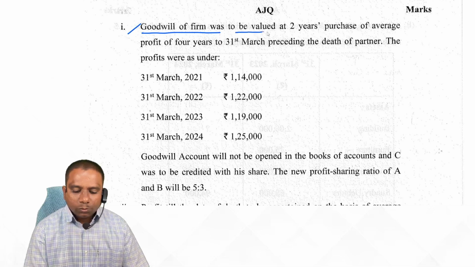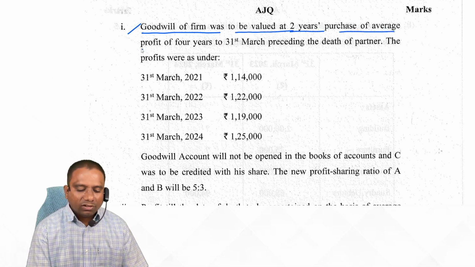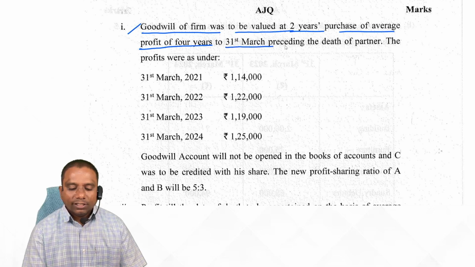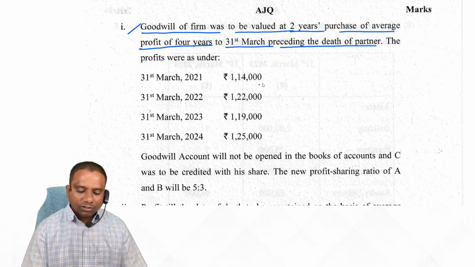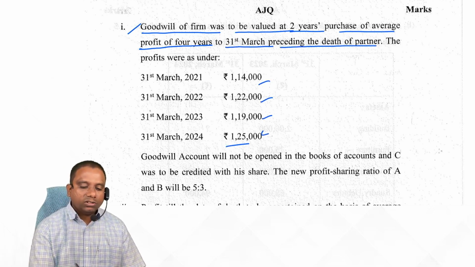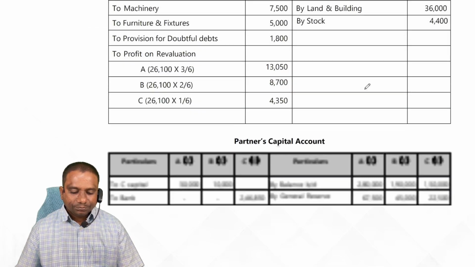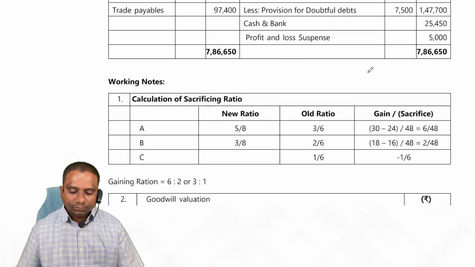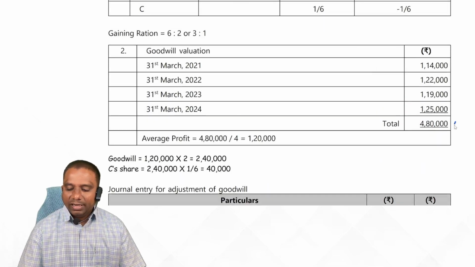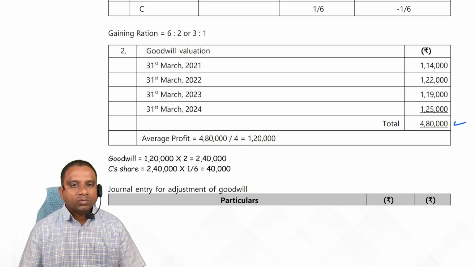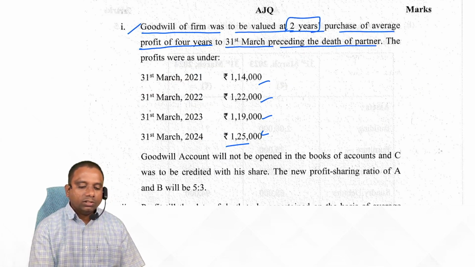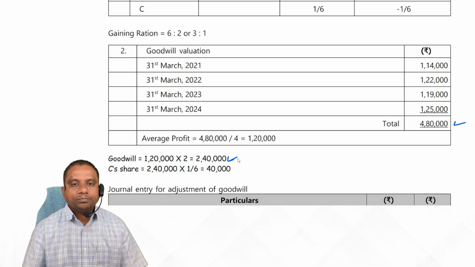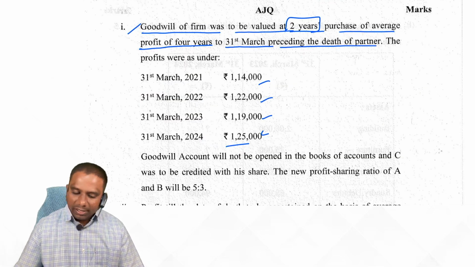Goodwill of the firm was to be valued at 2 years purchase of average profit of 4 years to 31st March preceding the death of a partner. Look at 4 years profits they are giving average. How much is average profit? Observe. 4,80,000 is the average profit. So goodwill is multiplied with 2 years. 2 years purchase. No? So total goodwill is 2,40,000. Out of this, who died?